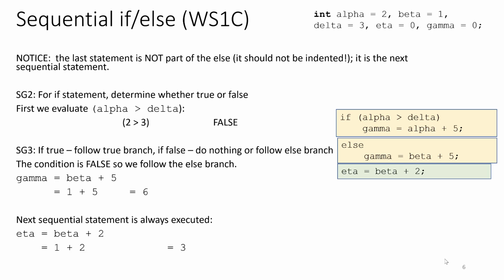The next sequential statement is always executed regardless of what the if Boolean expression evaluated to. So eta gets the value beta plus 2, or 1 plus 2, or the value of 3. In looking at the final answer, alpha and beta have stayed the same. Delta is now the value of 3. Eta is now the value of 3. And gamma now has the value of 6. That is the end of this worked example.